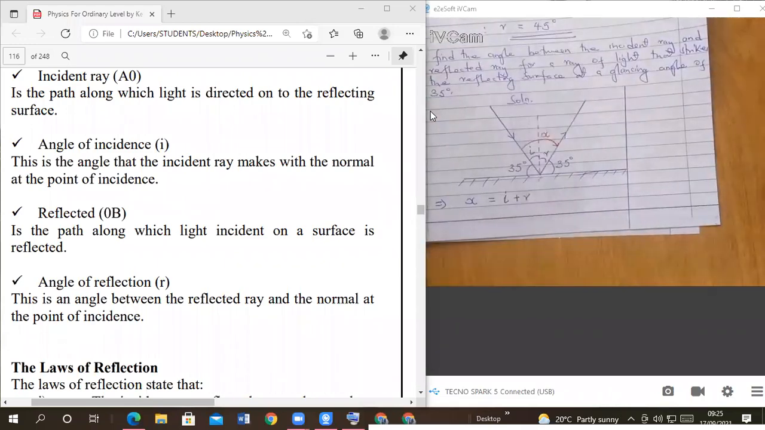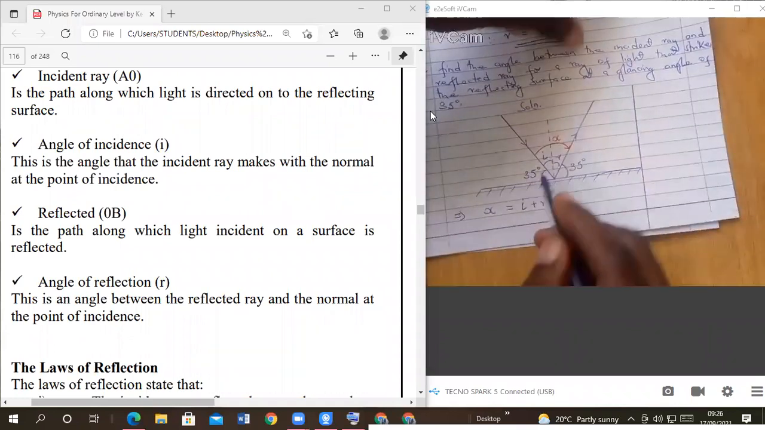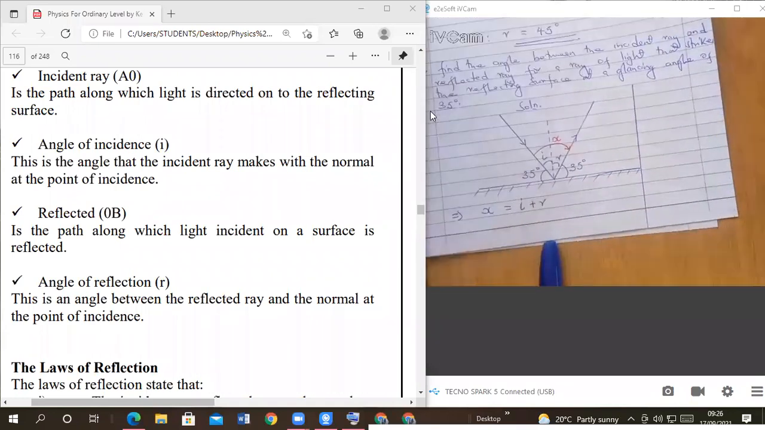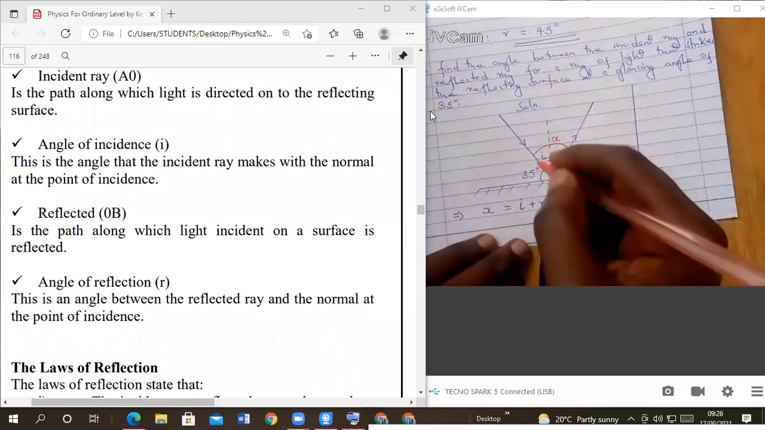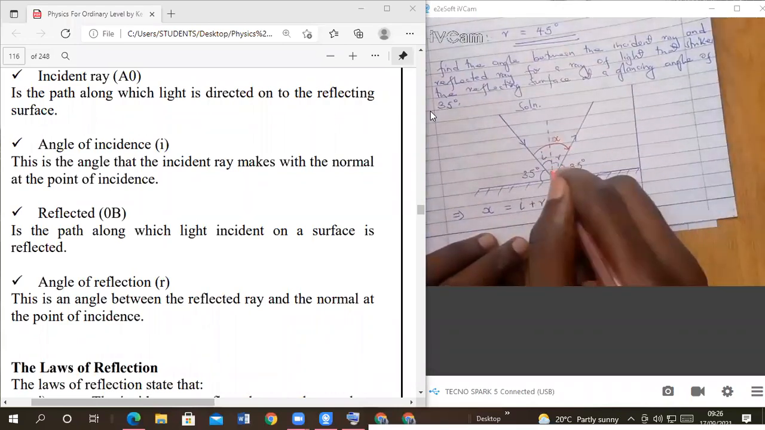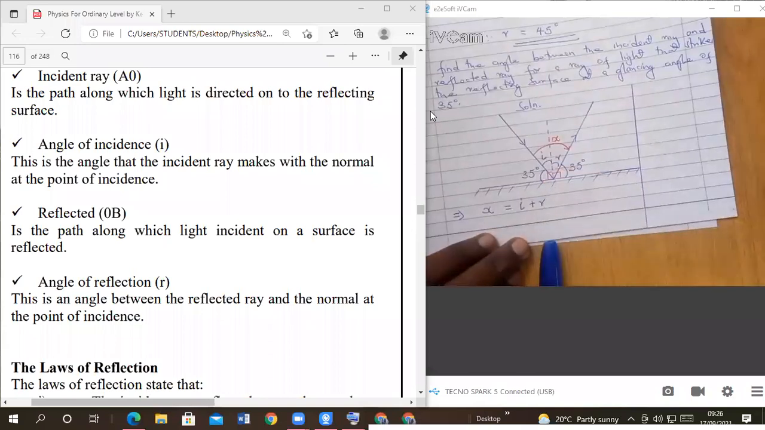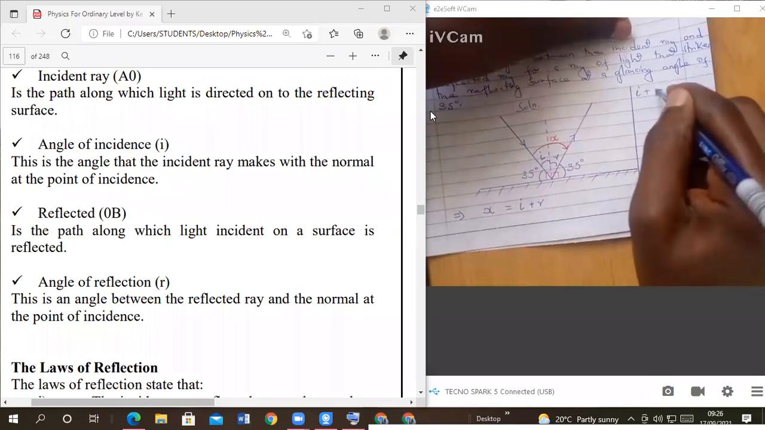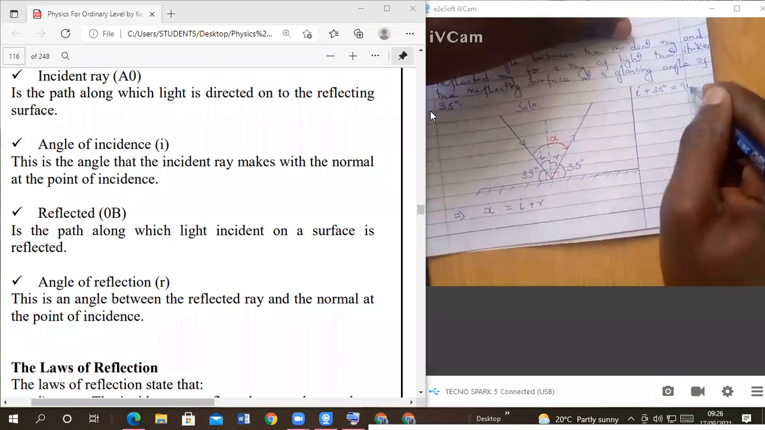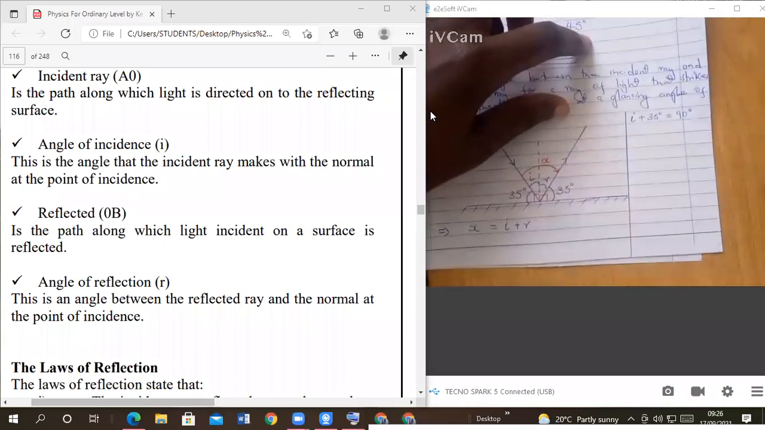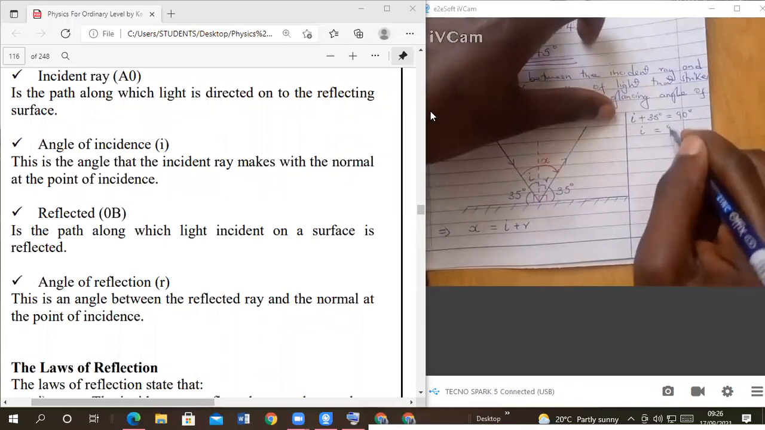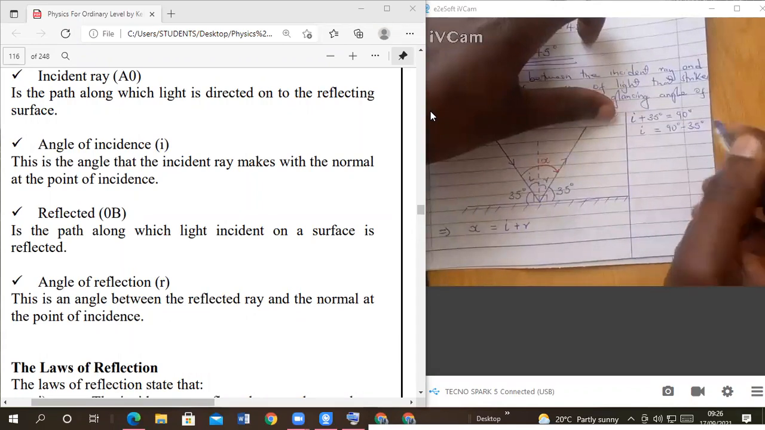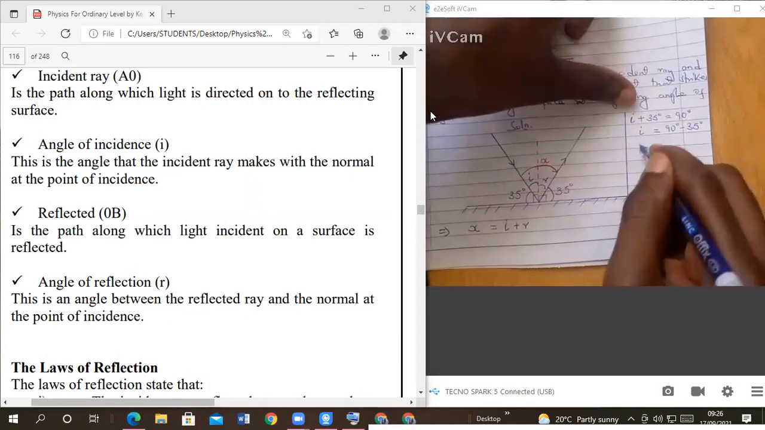But to get this angle, we know that this line is a normal line. This line is perpendicular, which means this angle is 90 degrees. Have you seen that? So I plus 35 degrees is equal to 90 degrees. So our I will be equal to 90 degrees minus 35 degrees. So what is our I?